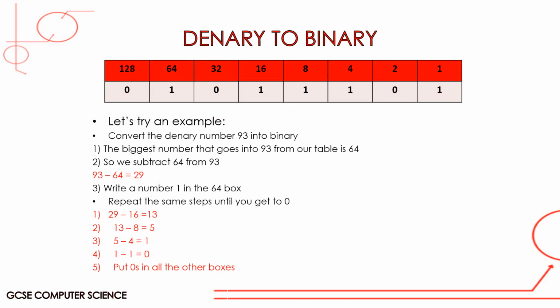To reverse it and do it the other way around, we've got denary to binary. To do this, you basically need to subtract every number that you use. Another way of doing it is if you think about which numbers you need to add up to get the number 93. If you look at the biggest number that goes into 93, it's 64, so you take that away, put a 1 in, and just repeat the steps until you get to 0. Or you can figure out which numbers you need to add up to get to 93.